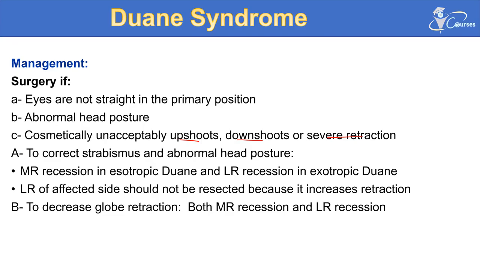If the eyes are not straight in the primary position, the patient complains of diplopia. So our aim is always to make the eyes straight in primary position and in down position, so that the patient is not complaining in the primary position and in the reading position. This is our aim for Duane syndrome and for restrictive strabismus and for concomitant strabismus.